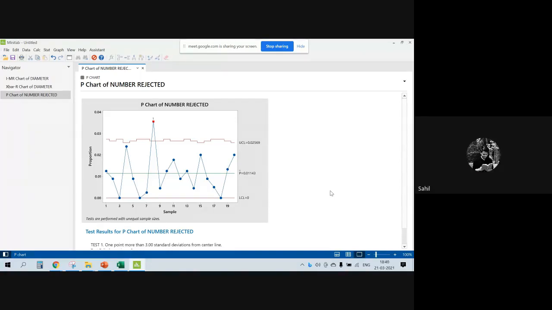No, sir. So all other defects happening are the same, but sample number 8 has gone out of control. Now tell me one more thing. See the top of the control chart. Why is this zigzag? Why is it not a straight line? The sample size, yes.